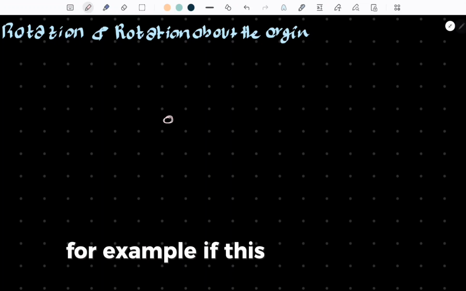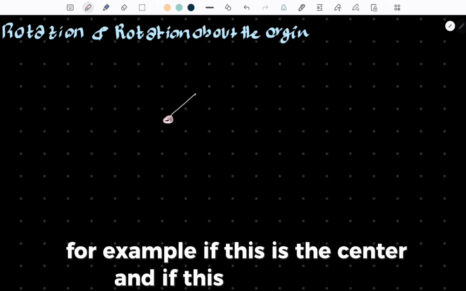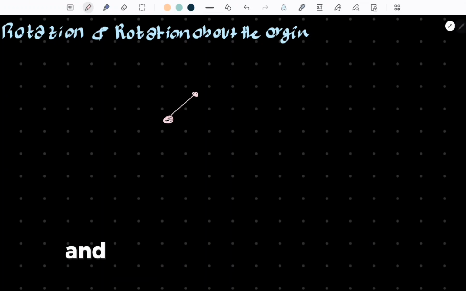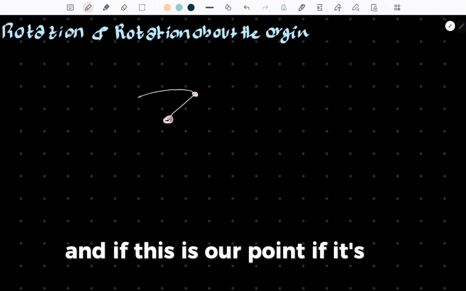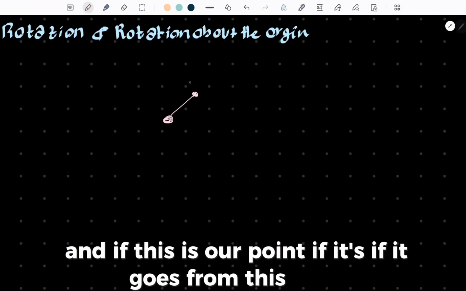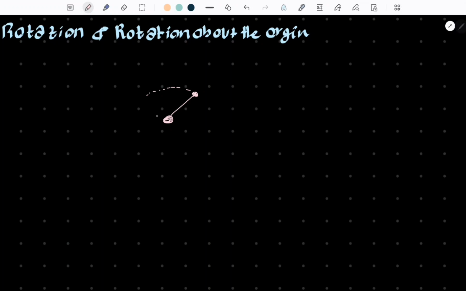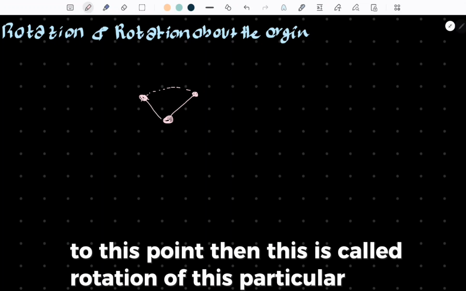For example, if this is the center, and this is our object, and this is our point, if it goes from this point to this point, then this is called a rotation of this particular point.